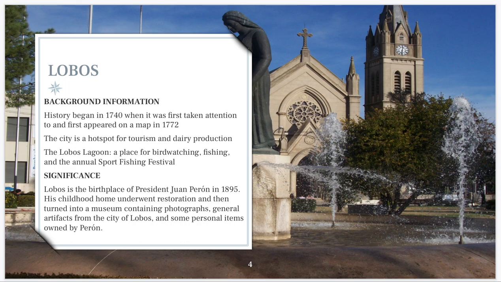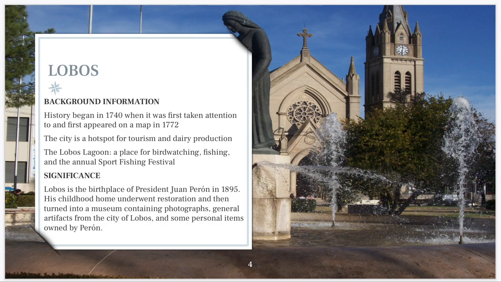And some background information is its history began in 1740 when it was first taken attention to and first appeared on a map in 1772. And it is a hotspot for tourism because there is a lot to do here, but it is also a high place of dairy production, so there are a lot of dairy cows here. And then there is also the Lobos Lagoon, which is a place for bird watching, fishing, and the annual famous sport fishing festival where people compete in sport fishing.